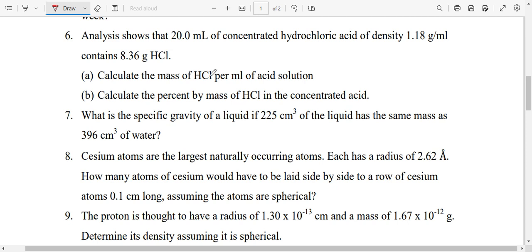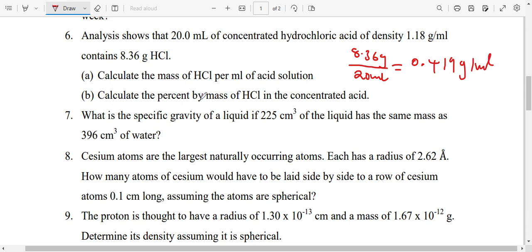Now I want to calculate the mass of hydrochloric acid per milliliter. So how do you find mass per milliliter? You have to divide the mass by the milliliters. So the mass that you have is 8.36 grams divided by the volume, which is 20 milliliters, and that will give you the mass per milliliter. So let's do that. 8.36 divided by 20. This is giving me 0.419 grams per milliliter. So this is the mass per milliliter.